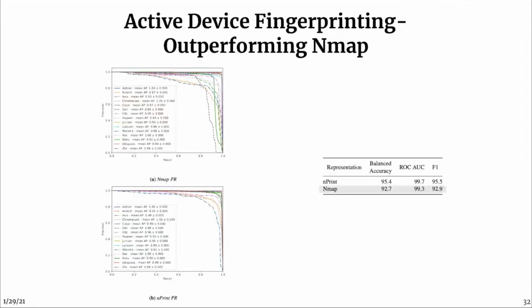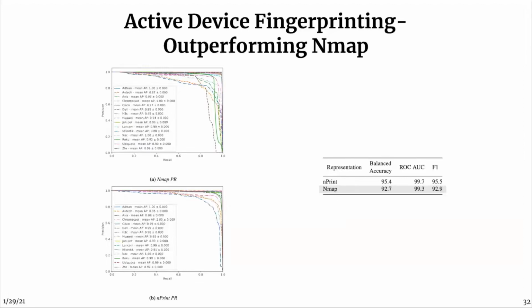So on the left, we see a precision recall curve. In general, up and to the right is better. So we see that nPrint actually outperforms Nmap in terms of precision and recall for every class. On the right, we have a small table. These are standard metrics, including accuracy and F1 score. And we see almost a 3% increase.